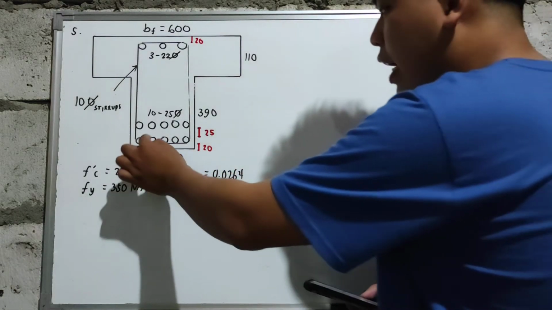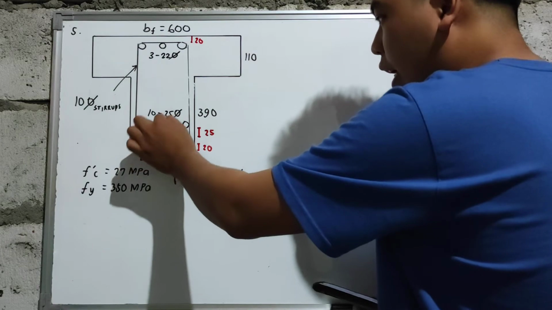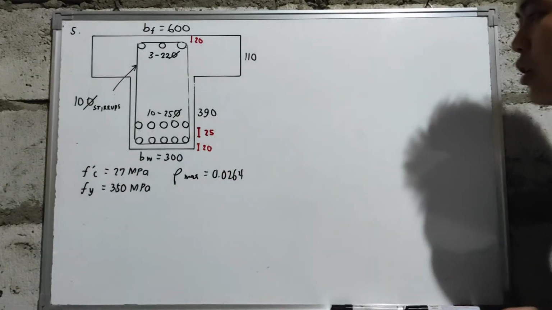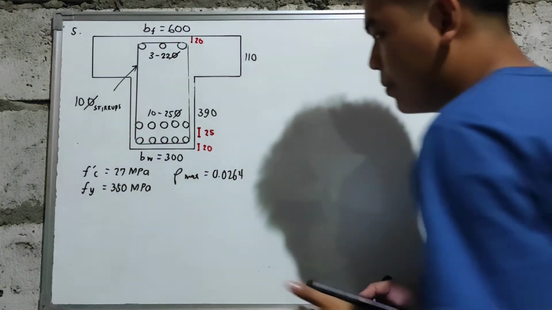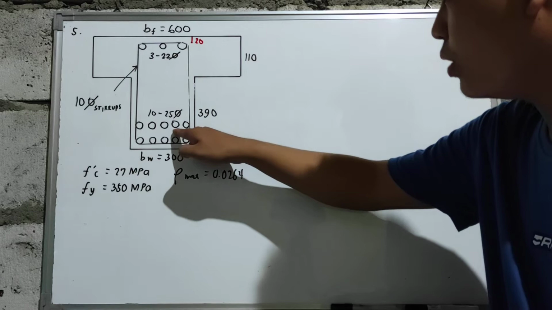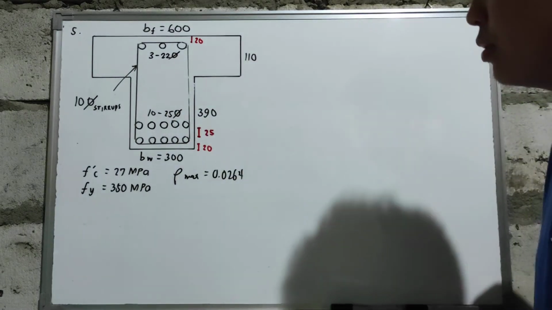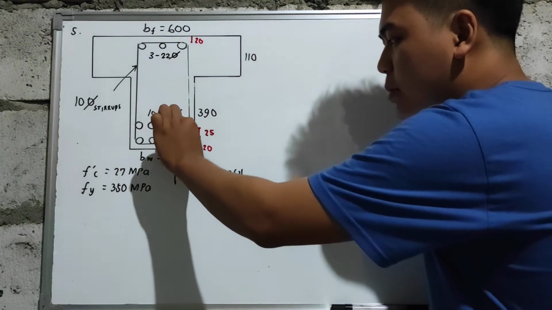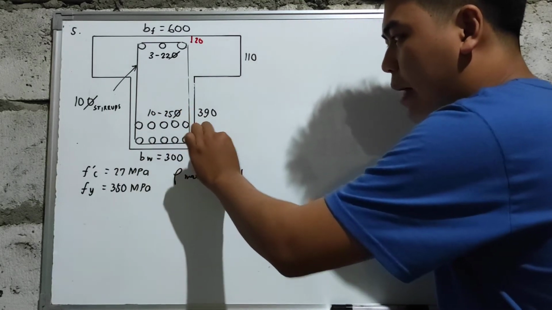Since we have two rows of 25 mm diameter bars in our beam, the distance between these two rows is usually the diameter of our bar. So the distance between these two is 25 mm.